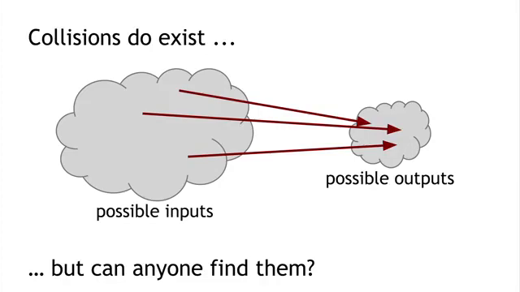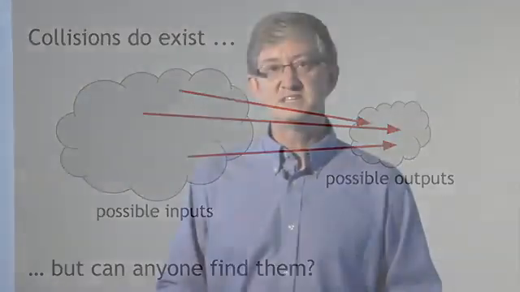I said before, nobody can find a collision, and that's the key question. We know collisions exist. The question is, are there any collisions that are findable by regular people using regular computers? Okay.